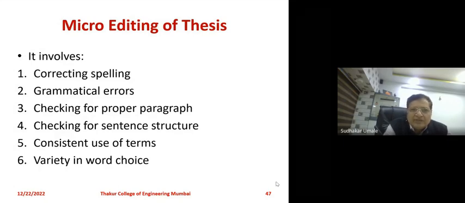Grammatical errors, checking for proper paragraphs, checking for sentence structures, consistent use of verbs, variety in word choice. You have to use different words for the same meaning. If you are using the same word, let's say "I found," then it is not suitable for your writing. This is micro editing.